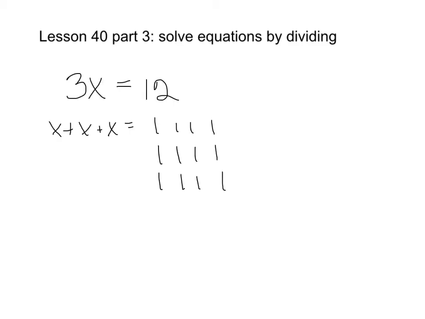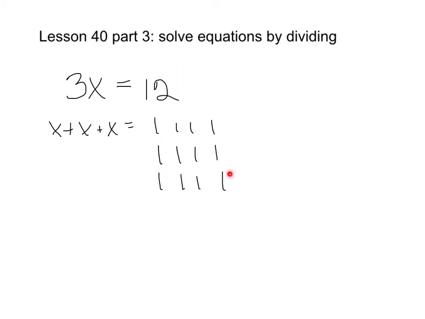Okay, before we start on how to solve these equations, I want to show you what's going on so that you can understand why we're doing this. We have 3x equals 12. Remember, when the number is next to the letter, that's multiply. 3 times x. Or we could rewrite it as x plus x plus x, because multiply is a repeat of addition. So if I have x plus x plus x and it equals 12, I drew 12 ones here, 1, 2, 3, 4, 5, 6, 7, 8, 9, 10, 11, 12.